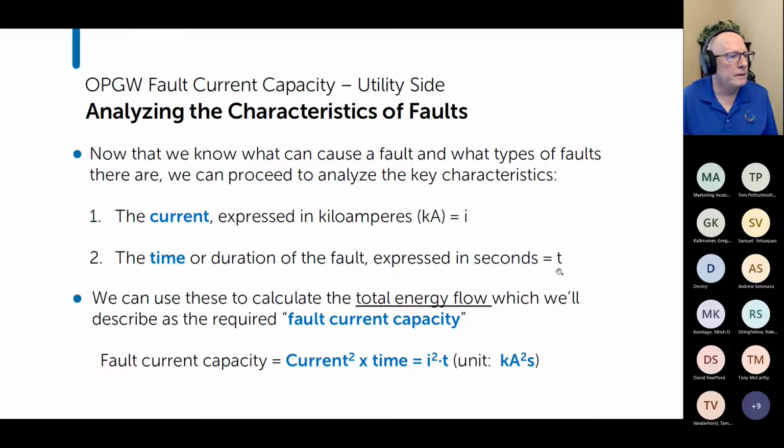and with the variable T. We can use these to calculate the total energy flow, which we'll describe as the required fault current capacity. And the equation that we'll use is current squared times time. So I squared T, and the unit that falls out of this is kiloamperes squared seconds, kA squared seconds. And this is sort of like an electrical equivalent to kinetic energy, kind of, sort of. Helpful way to look at it.